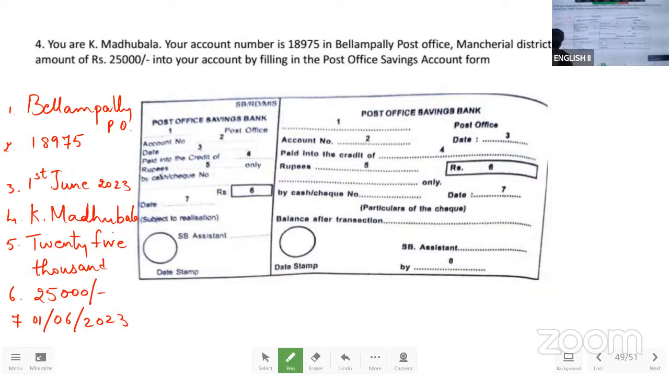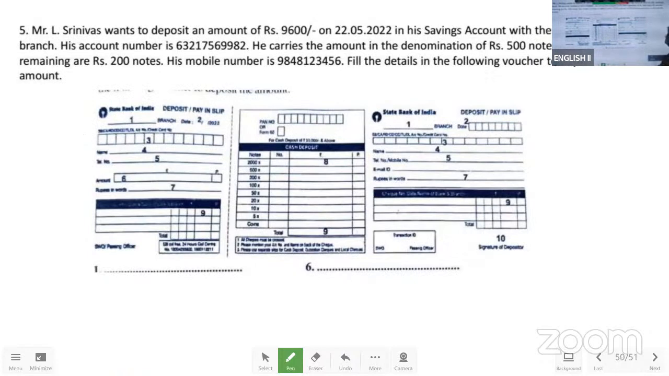Why do you write not applicable? Because that is not filled by you. The signature is the clerk who takes your money. He will sign it over there. So it is not applicable. Now going on to the next.